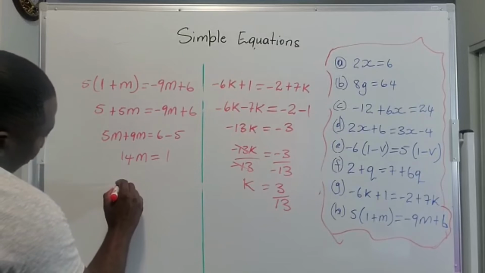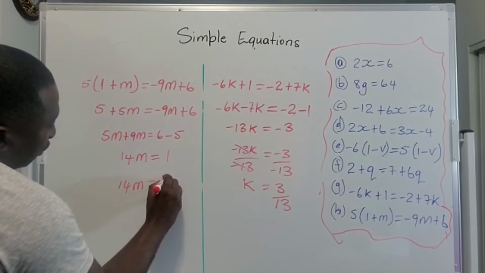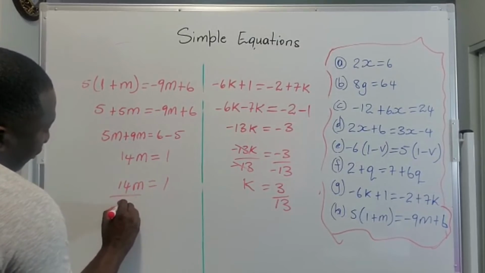Guys, so 14m is equal to 1. Divide both sides by 14.